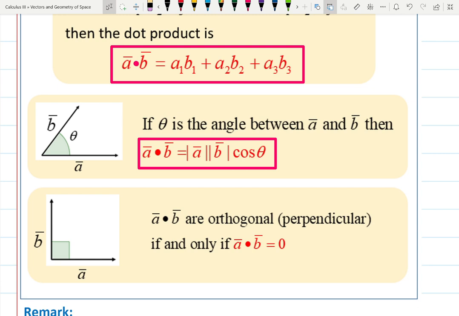A and B are orthogonal or perpendicular if and only if the dot product is zero. You remember the notation IFF, if and only if. Oh, I showed it in a different class. That's American notation, which is very nice. IFF means both ways. If two vectors' product gives you zero, it means they're orthogonal. And if vectors are orthogonal, dot product is zero.